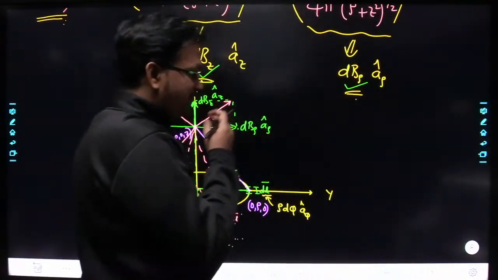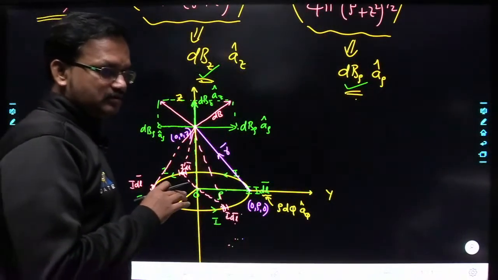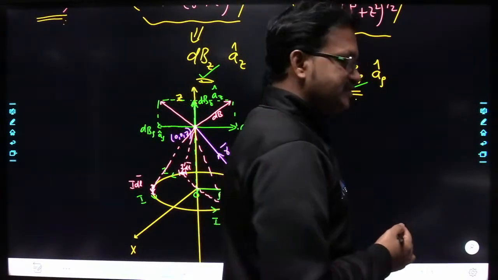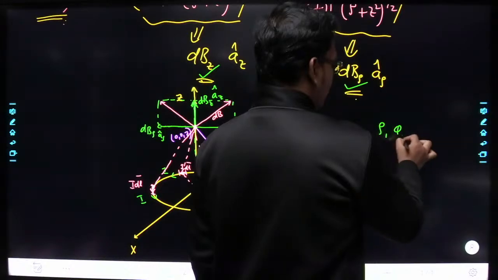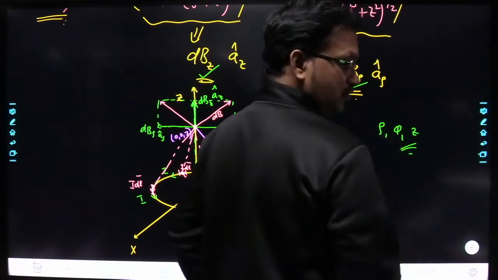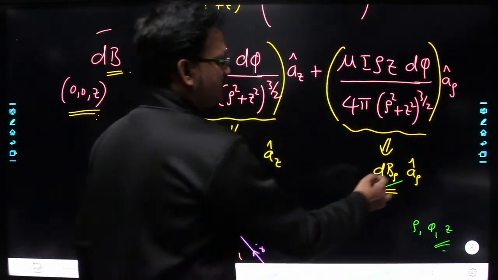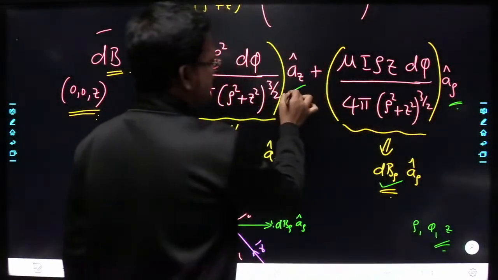No, you should not say y here. We are using the cylindrical coordinate system, so that is rho, phi and z. So which components did we get? The small differential field has a rho component and a z component.